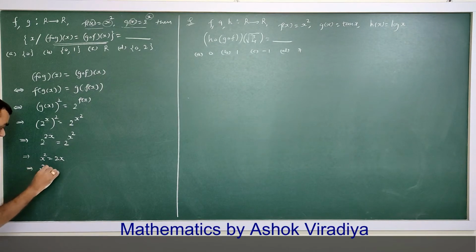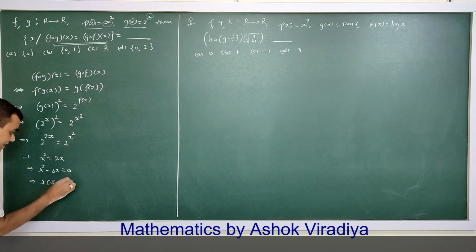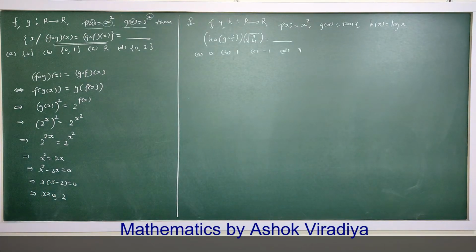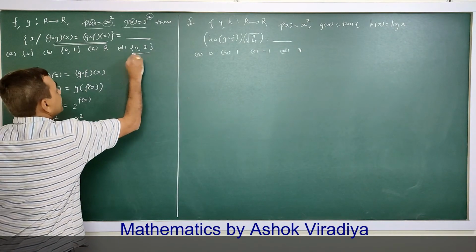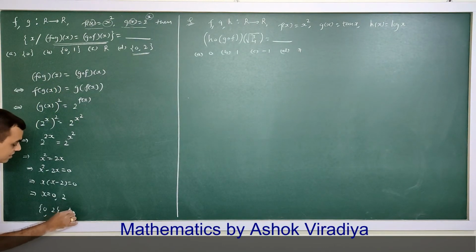So x square minus 2x is 0. Taking x common, x into (x minus 2) is 0. So the values of x are 0 and 2. So the required set is {0, 2}, a set of numbers containing these two numbers. So the answer is D.